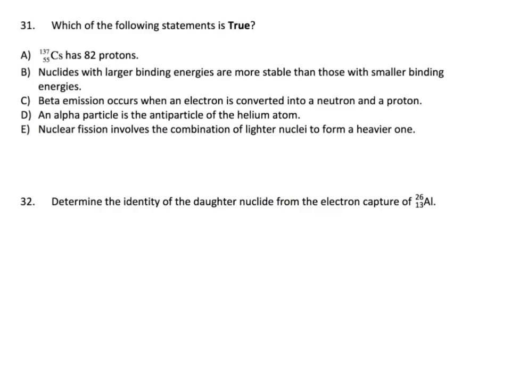All right, question number 31, true, false. It wants to know which one of the following is true. A says cesium has 82 protons. That's not true. It has 55 protons. B says nuclides with larger binding energies are more stable than those with smaller binding energies, and that actually is true, which means we could probably skip and keep going, but I'll address the other ones now anyway.